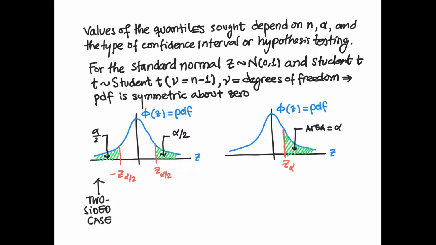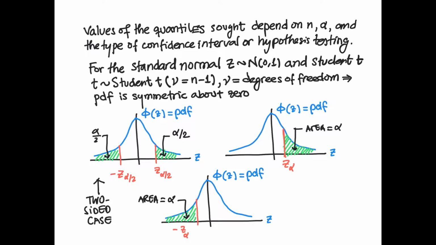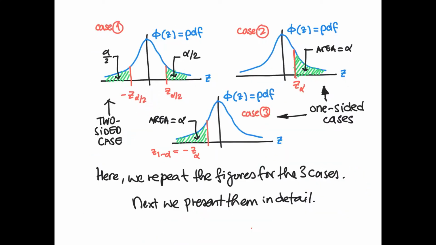If we have a one-sided case, we're going to be looking for a quantile whose probability to the right is equal to alpha, or one whose probability to the left is equal to alpha. These last two cases will be referred to as the one-sided cases.